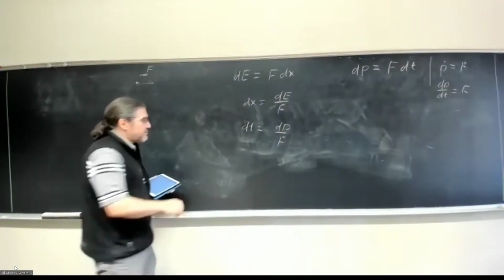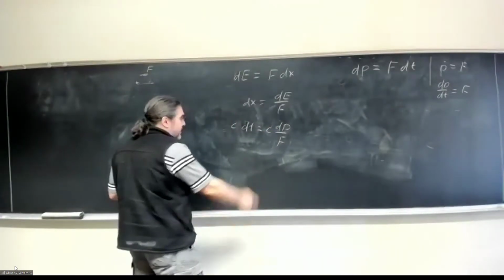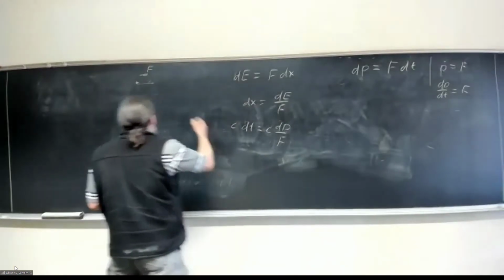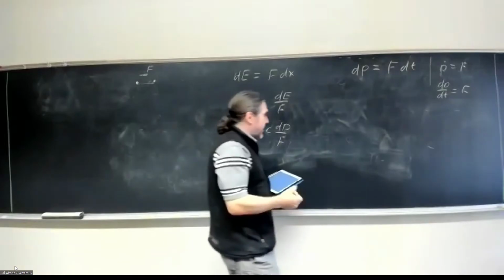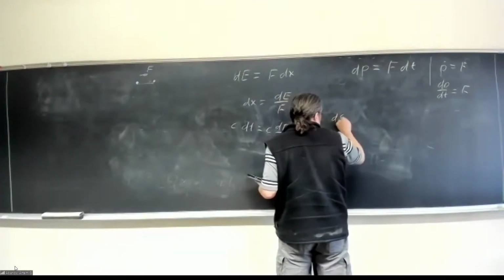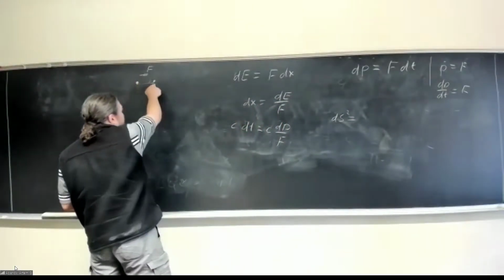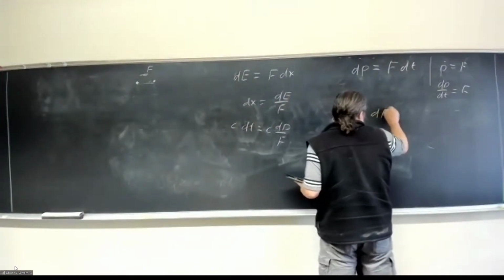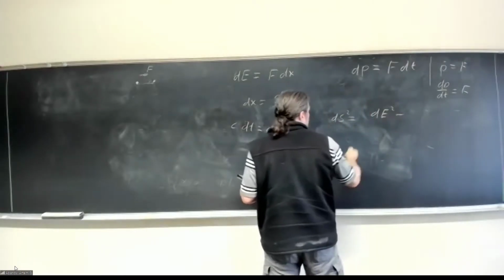Okay? Now let me multiply it by c, right? And then square this and subtract this one. This will be the interval between this point and this event of my process. So what I have is ds squared, the interval between those two observations of the particle here and here, equals dE squared minus, no, the other way around, sorry.